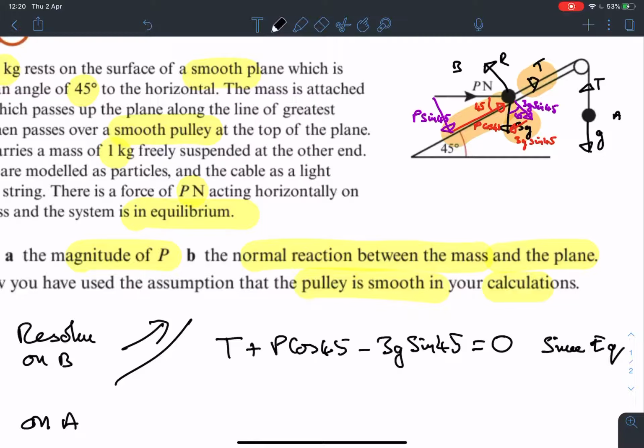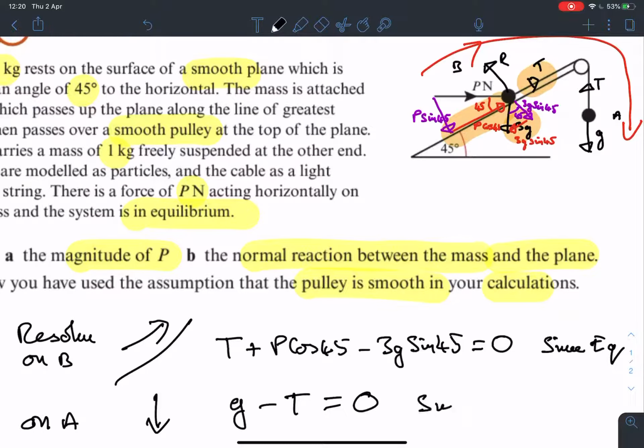Yeah, that's going to have to be down. So we keep our positives constant throughout the context. So we're going up and round. So it's up the plane on B and down when we're looking at A. So we get G minus T, it's in equilibrium, so that's equal to 0.